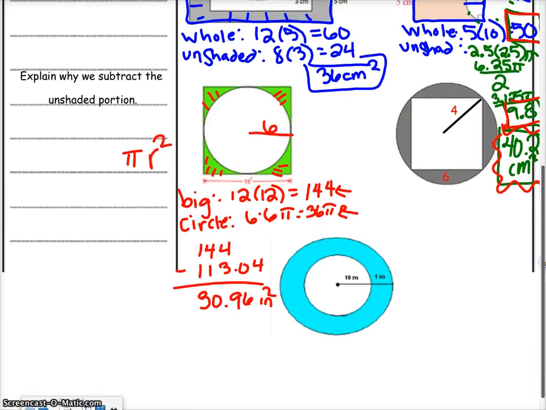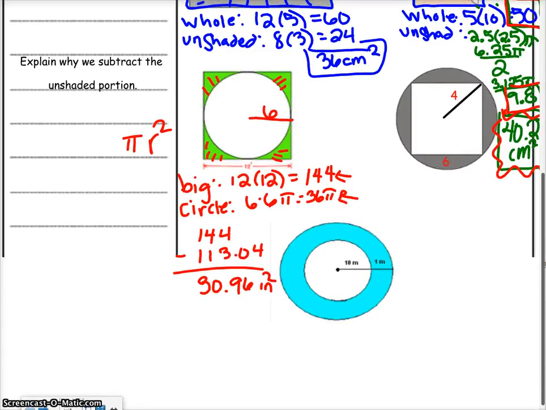Okay, next one. Let's see here. We got 6 is the dimension of the square. We got 4 is the radius of that circle. My big area here, this is a square inscribed within a circle. So my big area is the circle here. So 4 times 4 pi, 16 pi, 50.24. My small area is the square, which is 6 times 6.